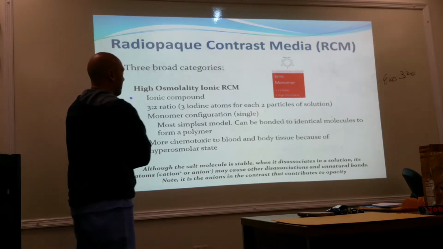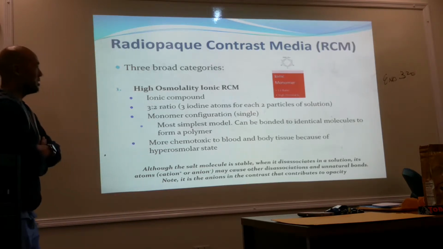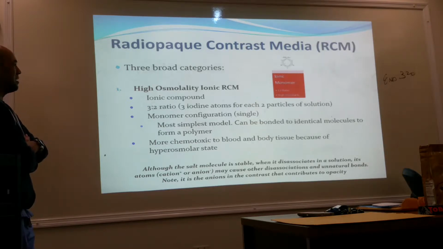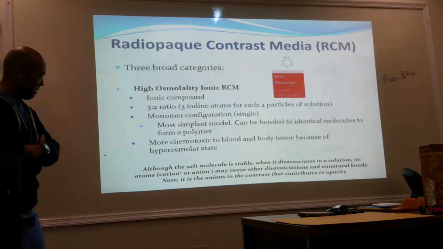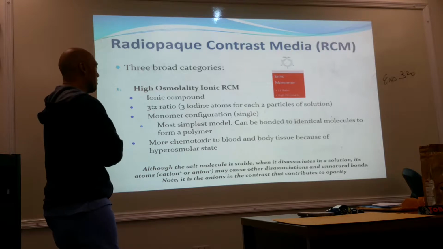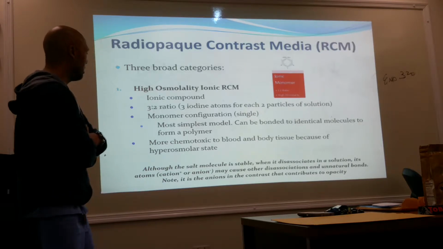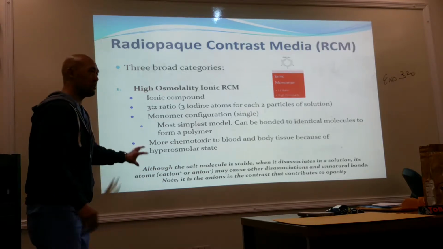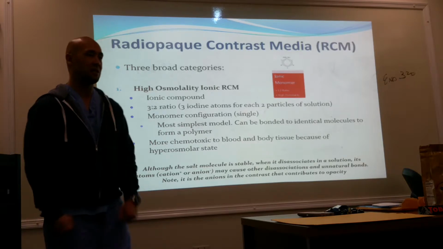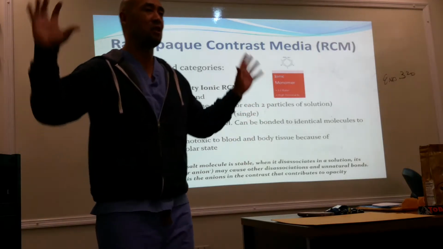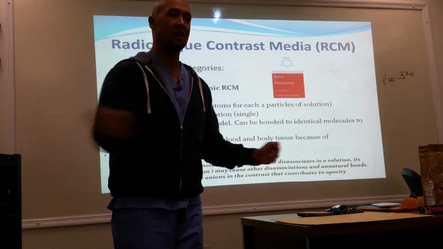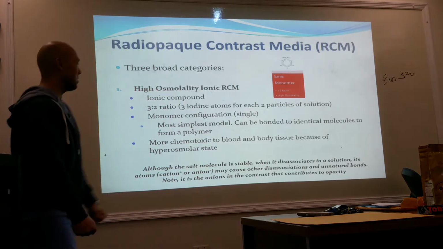It has a monomer configuration, meaning that it's the simplest model and can be bonded to identical molecules to form a polymer. This is going to be the most chemotoxic to blood and body tissues because it is hyperosmolar, again, very thick, very viscous, so it will have the tendency to pull and steal from the surrounding tissues and organs and cells.